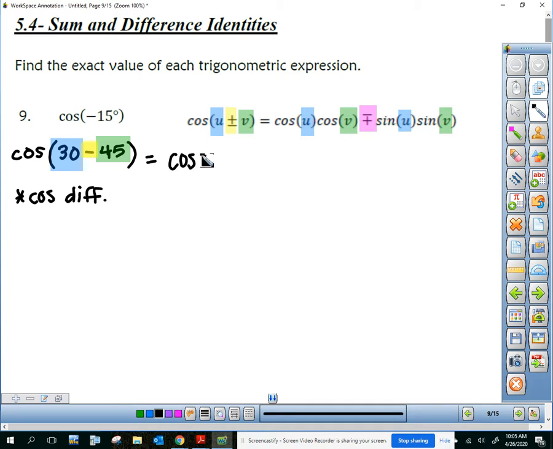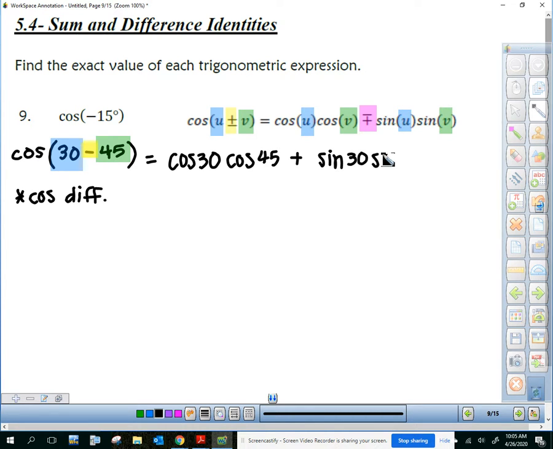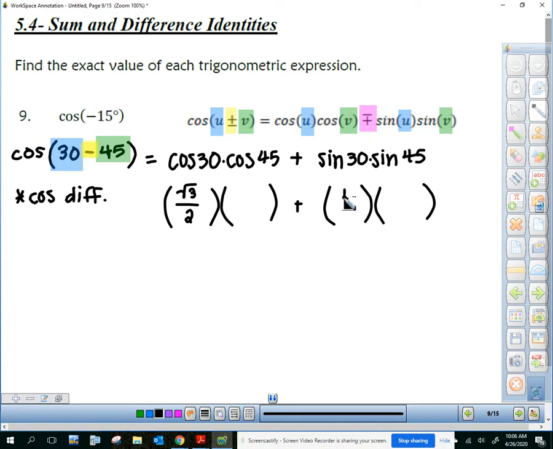So this is going to be cosine of 30, cosine of 45, plus sine of 30, sine of 45. Now I can replace, and those are being multiplied there and there. I can replace all four of those because I know sine and cosine at 30 and 45 degrees. You can bust out your unit circle if you need to. But we know these values, should have them memorized. At 30 degrees, cosine is root 3 over 2, and sine is 1/2. At 45 degrees, cosine and sine are both root 2 over 2.